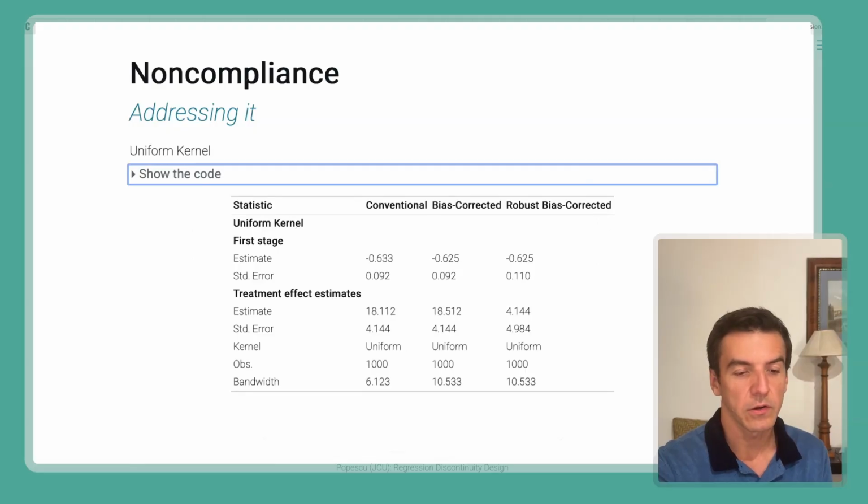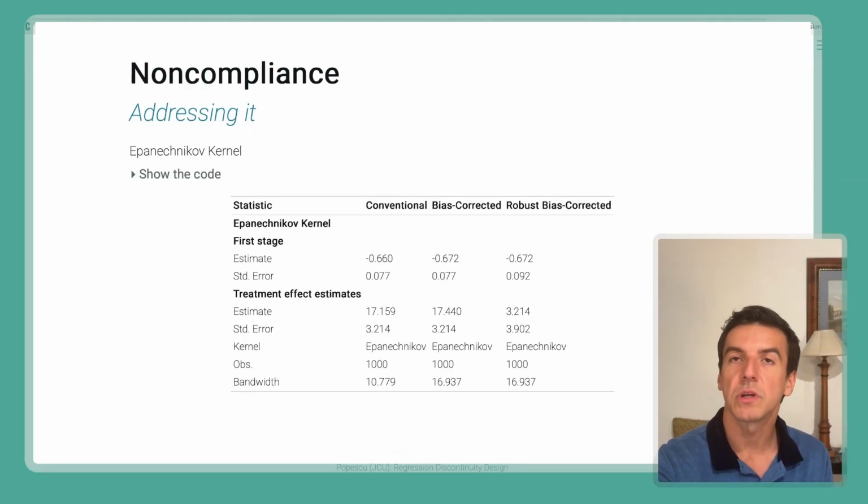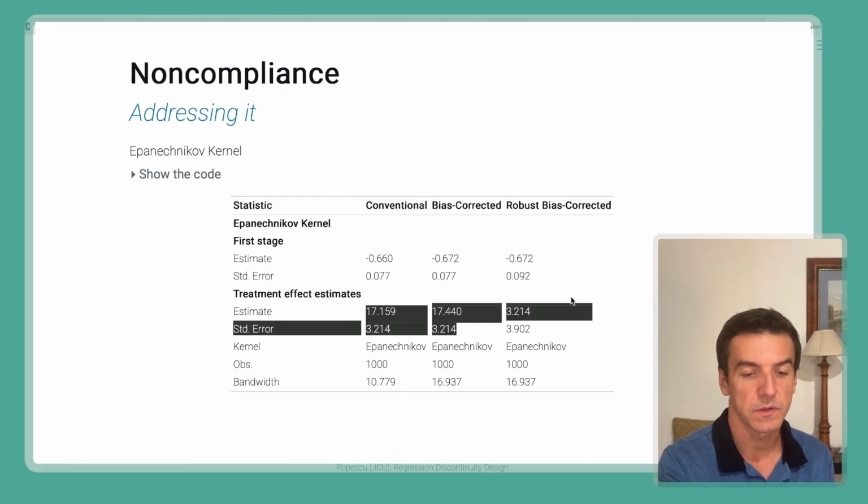This is triangular kernel. Notice, for example, how the estimate changes. So when we have uniform, it was 18. When we have triangular, we have 16. And when we have Epanechnikov, we have 17. I'm looking at all these results here.